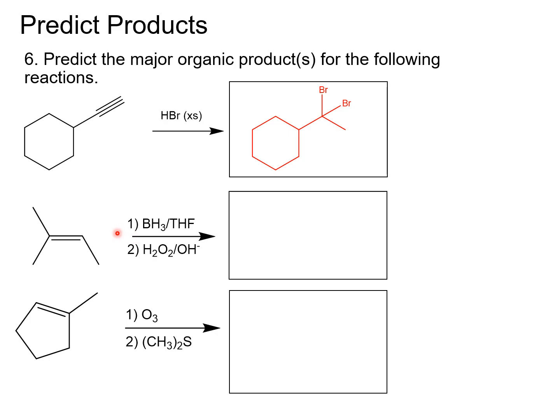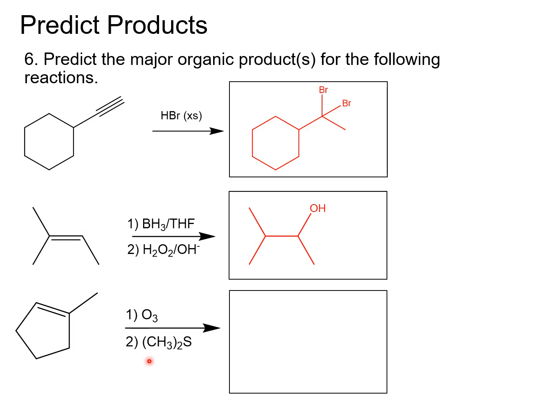This next one is our hydroboration oxidation reaction. We should be able to classify this as an anti-Markovnikov addition. That's going to end up forming an alcohol. That means my alcohol is going to form on the less substituted carbon, so my OH would end up forming here.